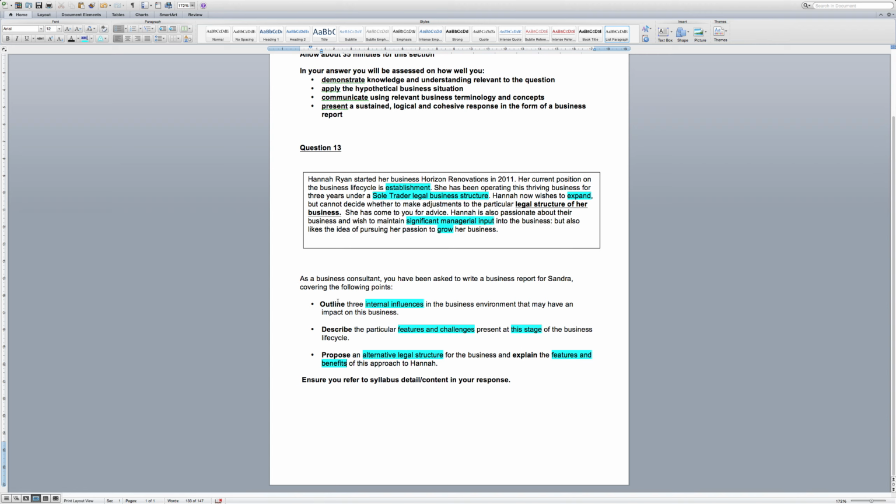Within this, it's important to understand what each of these keywords mean. So you've got outline, describe, which are pretty low order descriptive terms, propose, which is fairly straightforward, and then explain, which is draw relationships to or link cause and effect. If you do not do what these terms are asking you to do, it's going to be very difficult to access full marks for the paper. So the way we're going to structure this is fairly straightforward.